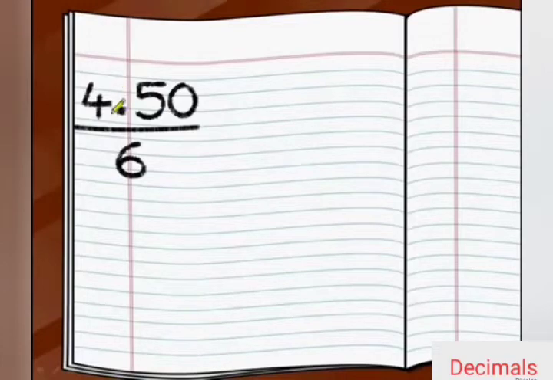Now think about the decimal. After the decimal point we have two digits, tenths and hundredths. So to put the decimal point we have to go from right to left, leaving two digits. So 0.75 will be your answer. I think you are getting my point.